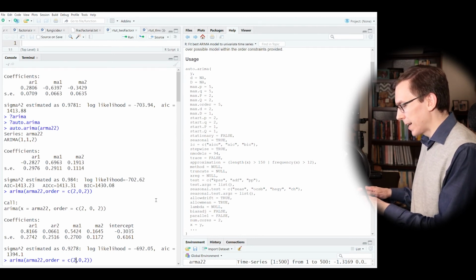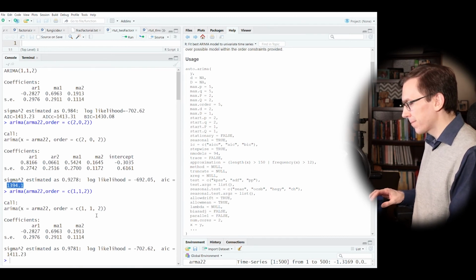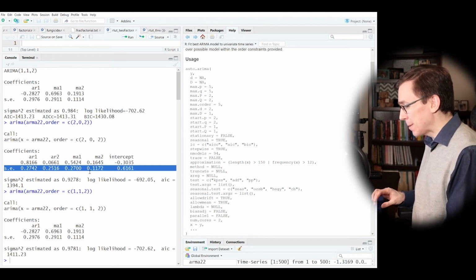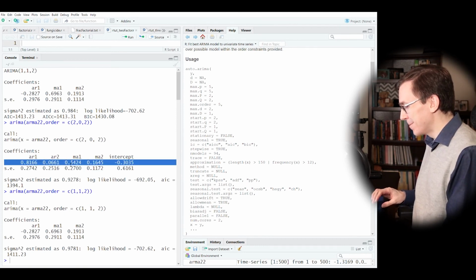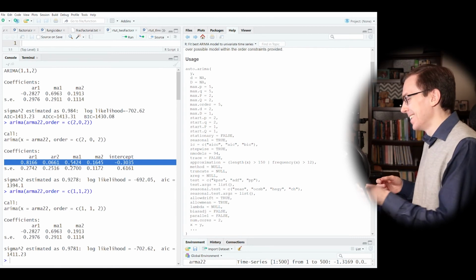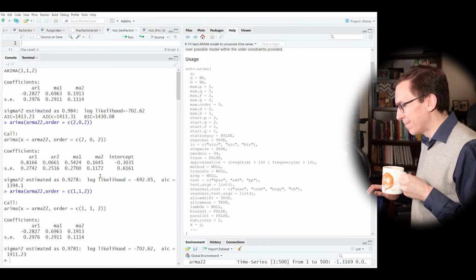Anyway, if we were to try something different, like an ARMA 1,1,2 process, we should get something that has a larger AIC value here. So I think that's the downfall of auto.arima, is going to be my guess. Hopefully, since this is recorded and you can watch this forever and ever, if I say something wrong, hopefully that's not the case.